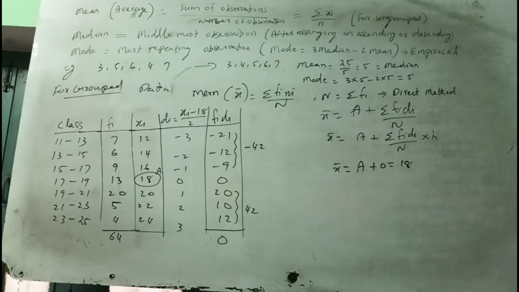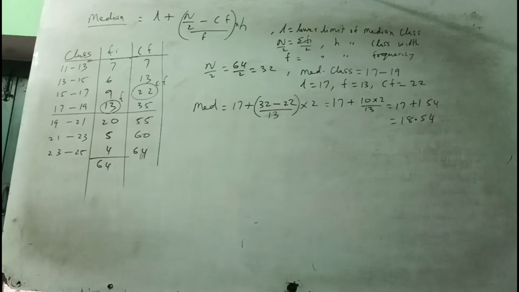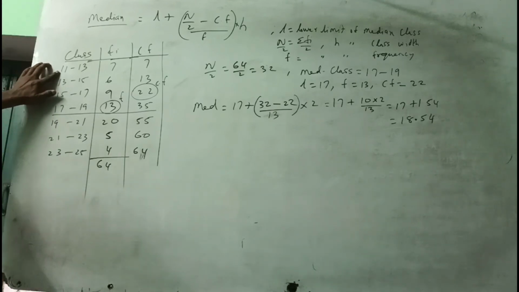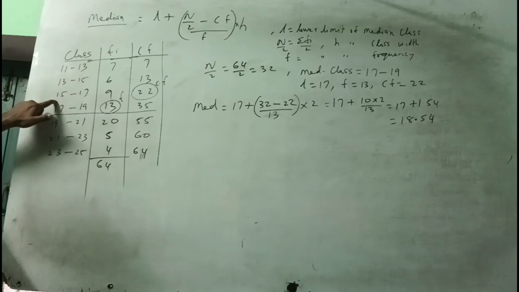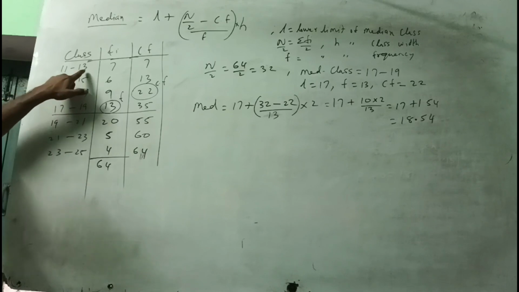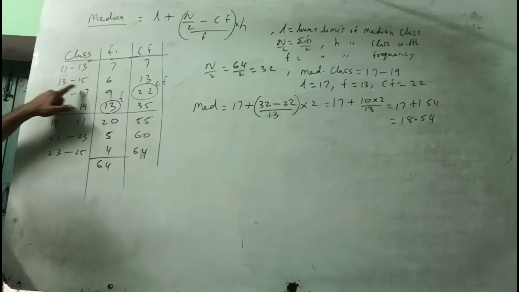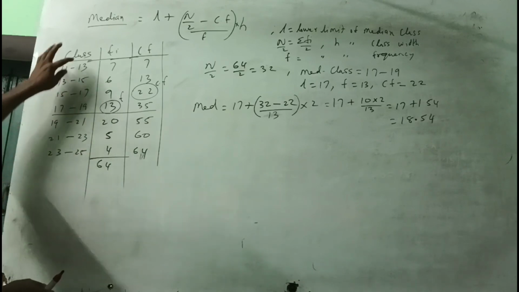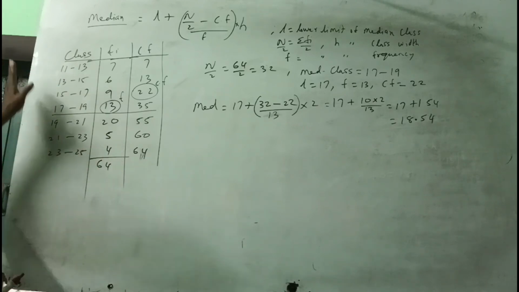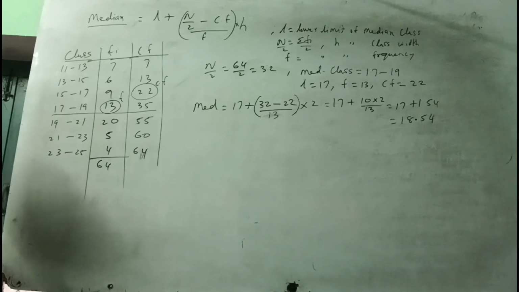Let us see how to do the same question for the median. For the median, it is compulsory that the classes are in continuous order, meaning 11 to 13, then 13 to 15. Where the first one ended, the second one must start. If not, you have to make it so, which you learned last year. It is very simple to do. If it is not, we will see such a question later. So it must be in continuous order.